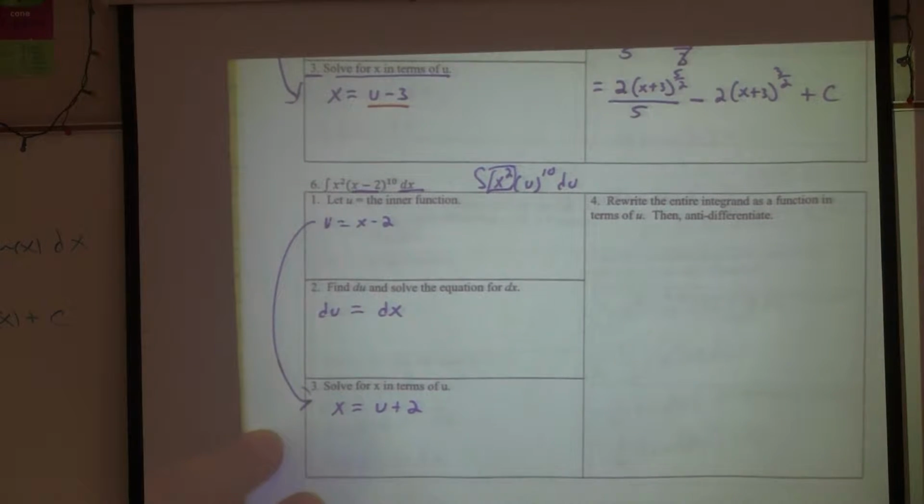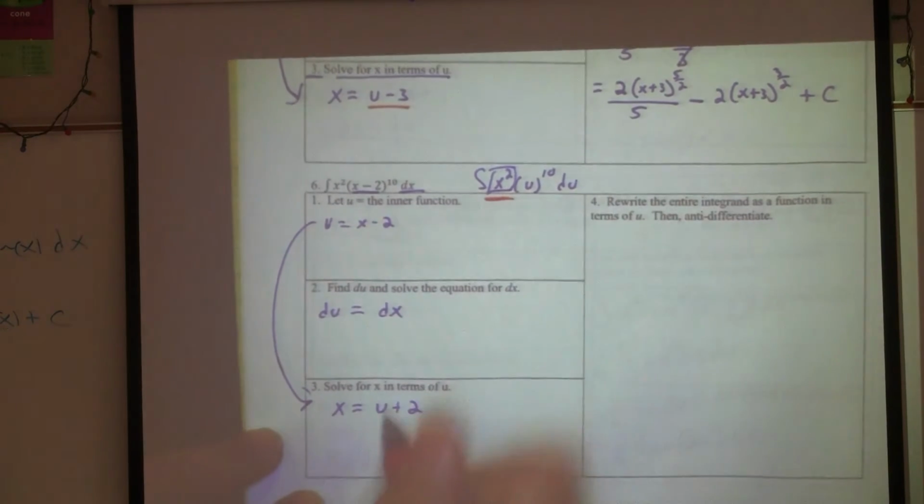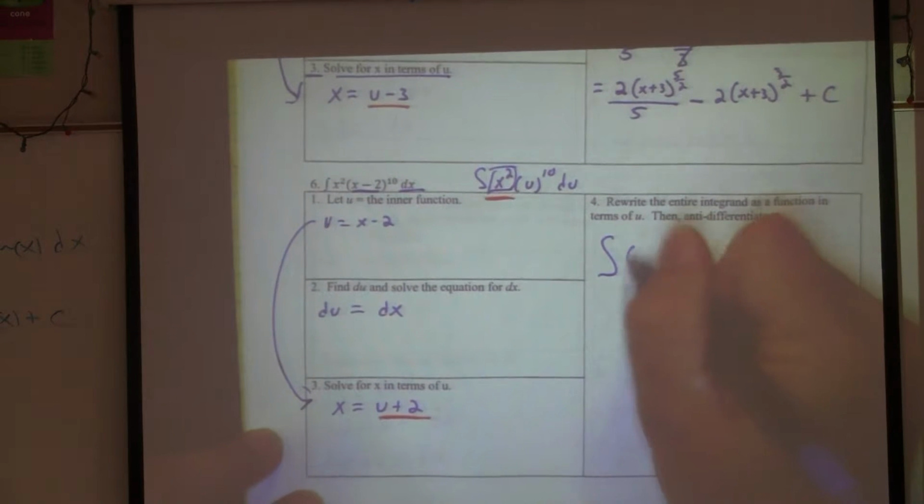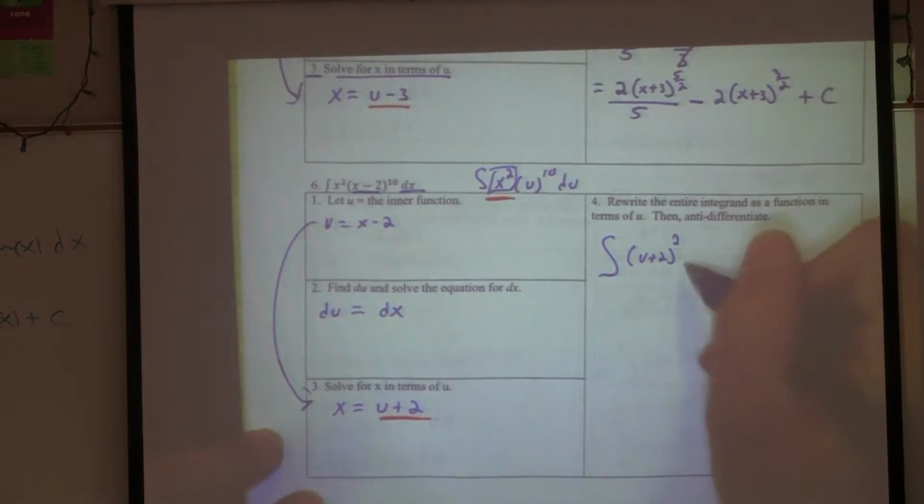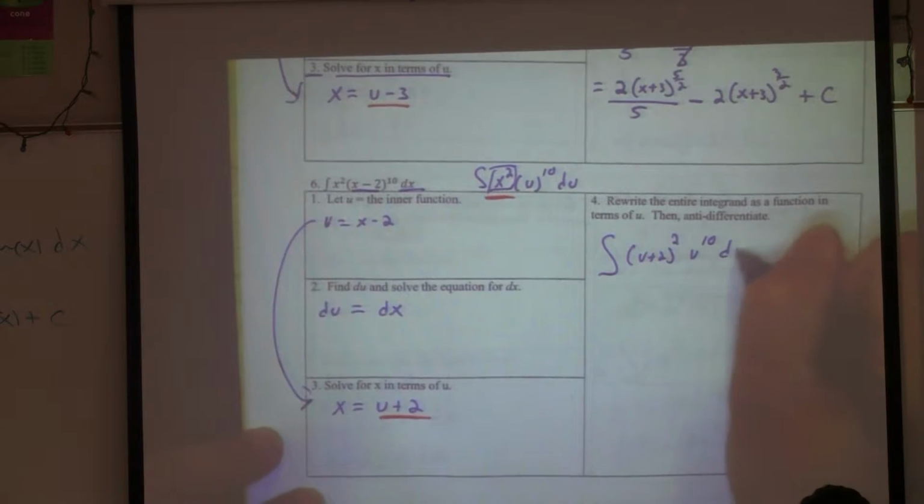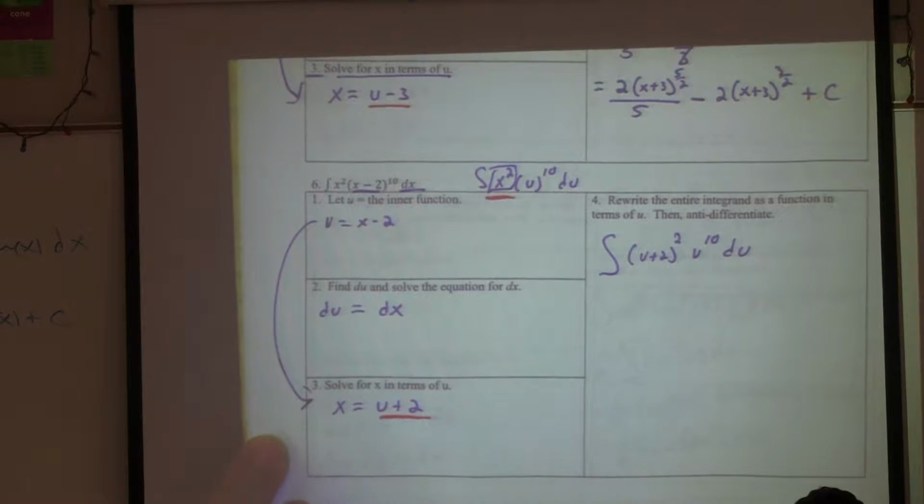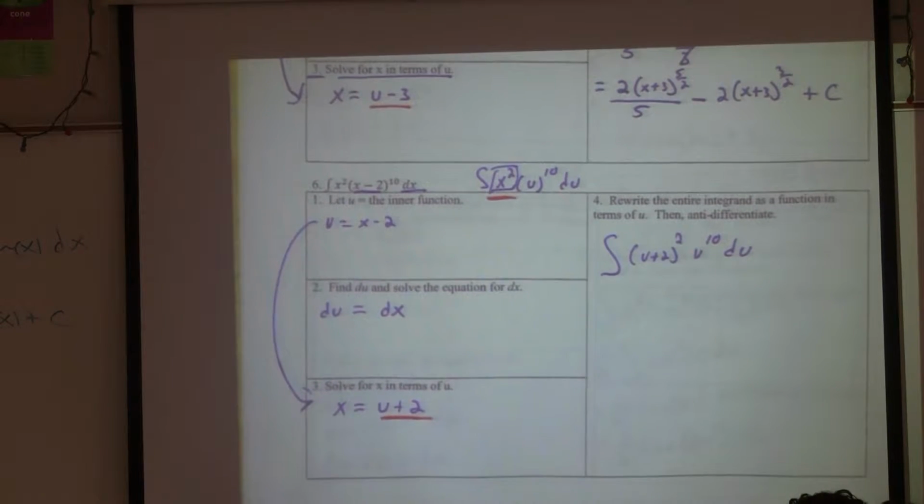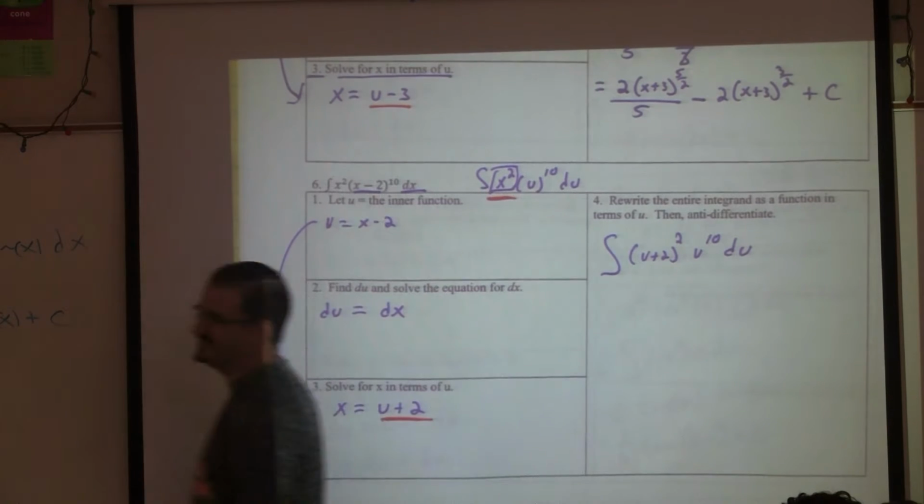u minus 2. Now we can replace him with all of this. Ready? Let's do it. The integral of u minus 2 squared times u to the 10th. It's still a problem, so we've got to expand it, but hopefully squaring a binomial is not as difficult as raising something to the 15th power, right? Alright, perfect.